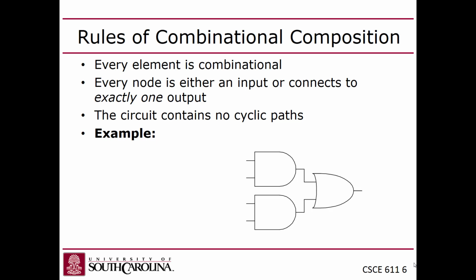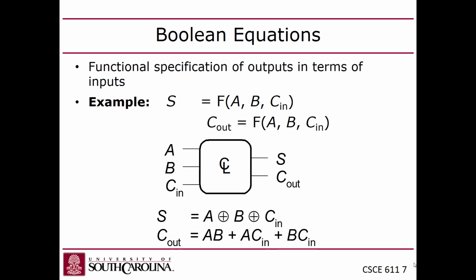So here's an example. This is a very classic example. This is a full adder. There are 3 inputs, A, B, carry in, and 2 outputs, sum and carry out. So basically, it's like saying I want to add 3 1-bit values and produce a 2-bit output.